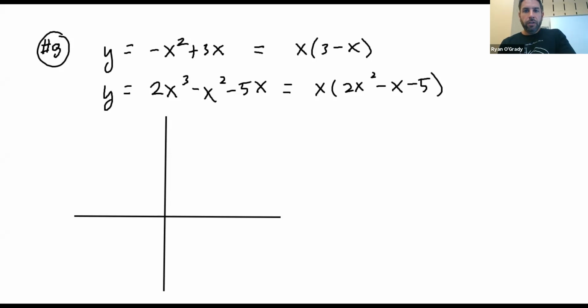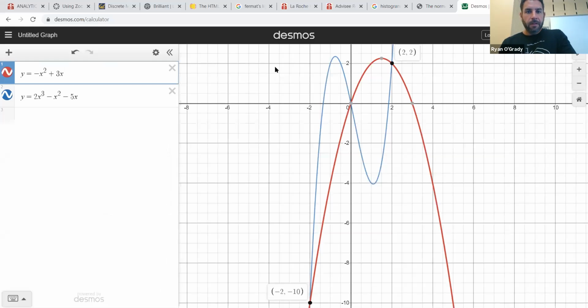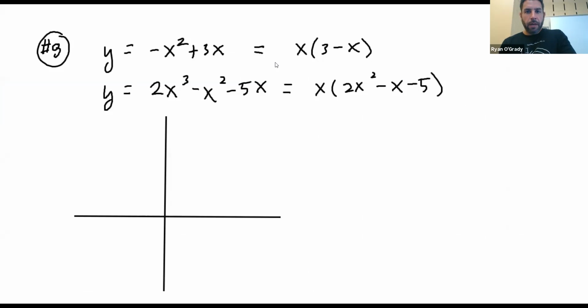what color? Let's try to keep it consistent. The blue one was the cubic, so I think that's the case. Yeah. Blue was the cubic. So I'm going to stick with my red one first.